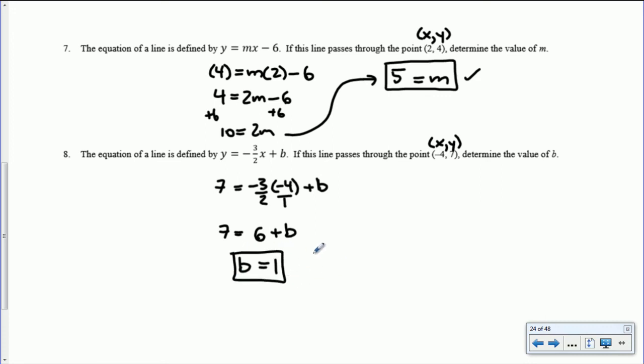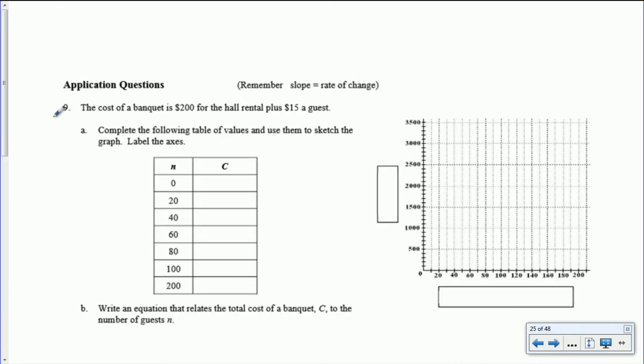Okay, and I mean, you can confirm that as well, so graph it, put this in your equation for y1, so y1 equals negative 3 halves. I'd probably put that in brackets, x plus 1, and then just see that the value when x is negative 4, y gives 7. Alright, moving on.